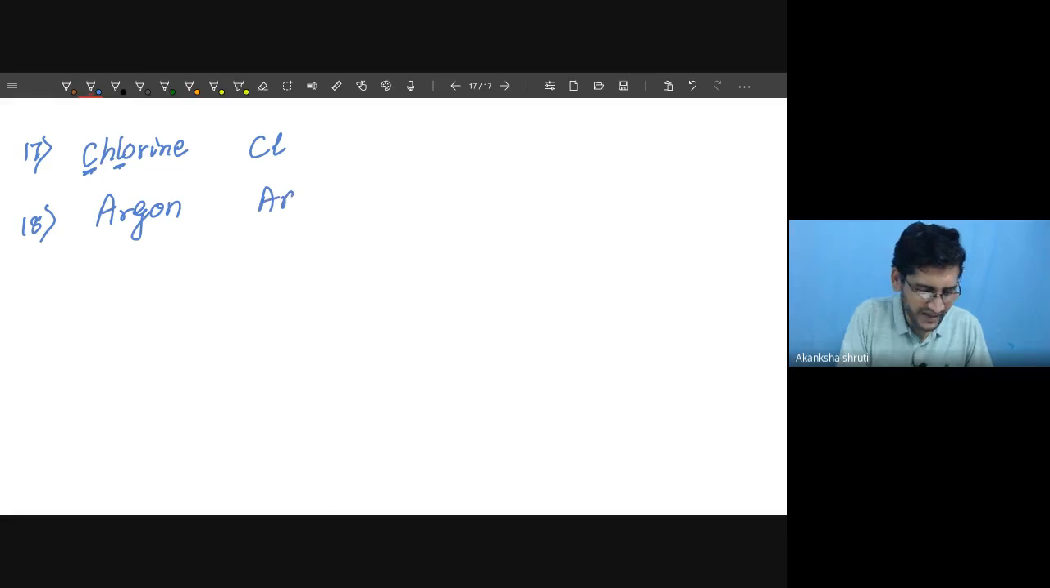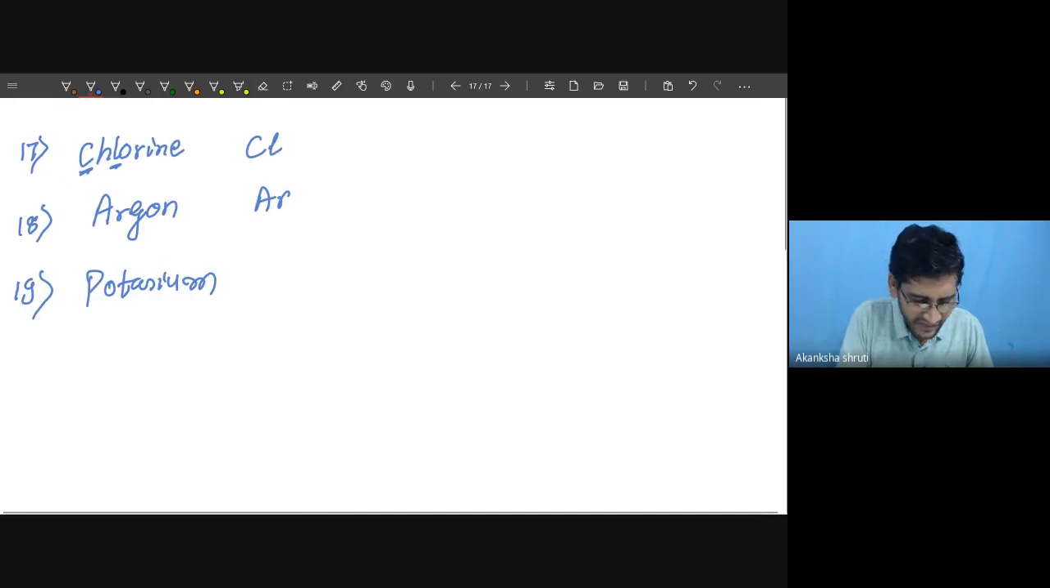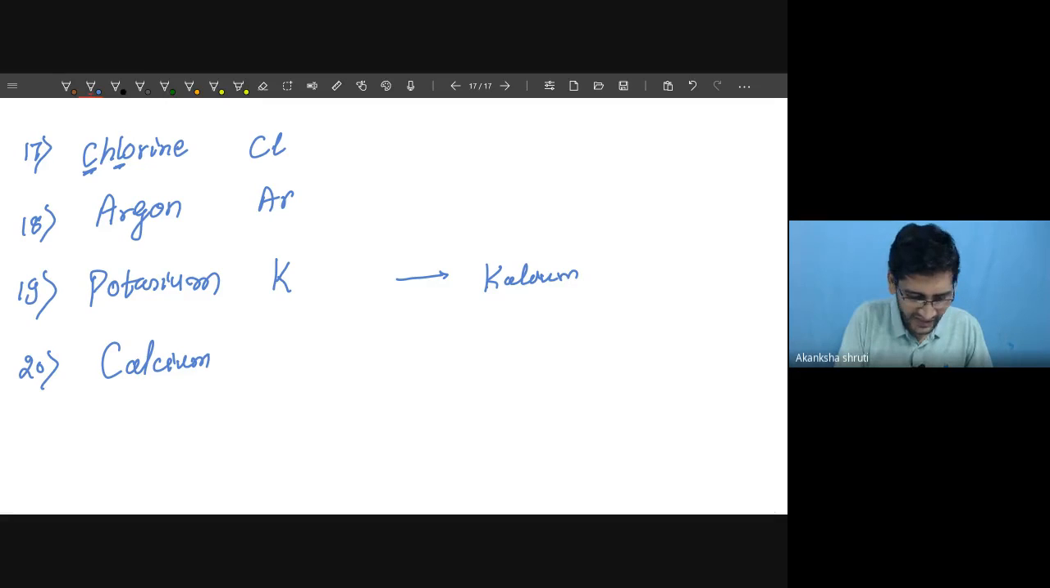A and R. The 19th one, potassium. So potassium is denoted by a different symbol called K. Why? Because the Latin name is kalium. Okay? Like natrium, it is kalium. The 20th one, calcium. It is denoted by C and A.